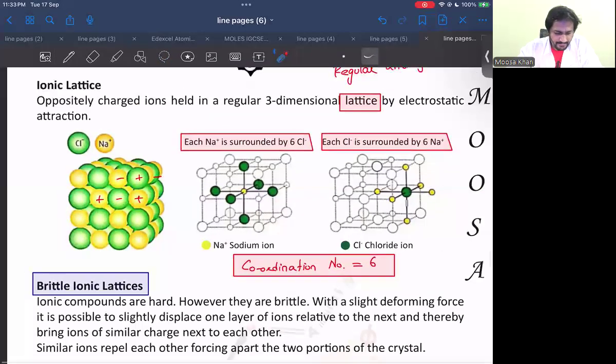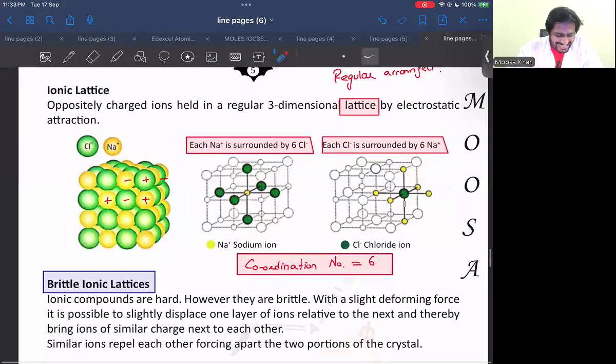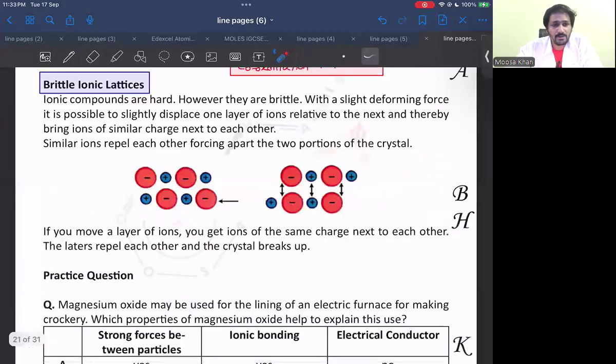The second property of ionic compounds that was important was that ionic compounds have very high melting and boiling points.